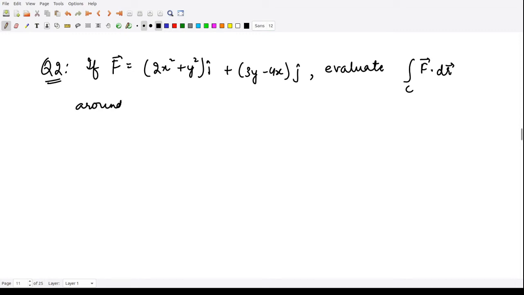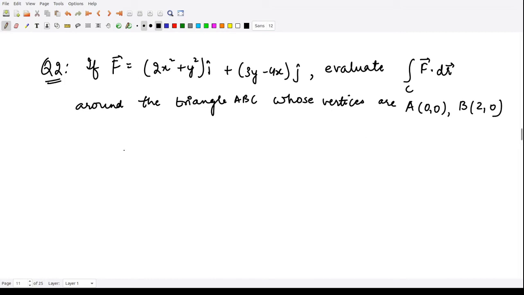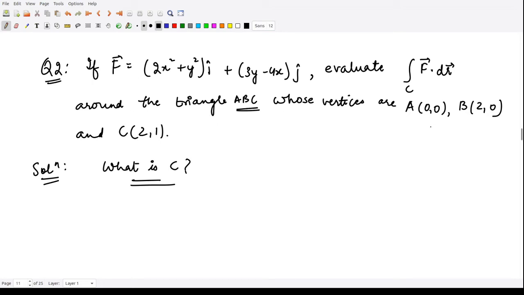around the triangle ABC whose vertices are given by A (0, 0), B (2, 0) and C (2, 1). Now here look at what your curve C is. So here first of all you have to visualize the given curve. So what is C here? We are given that this integral is evaluated around the triangle ABC whose vertices are these.